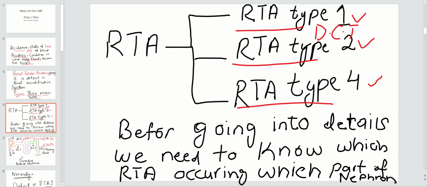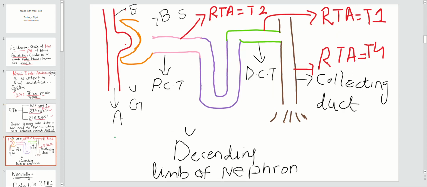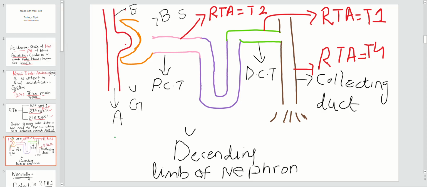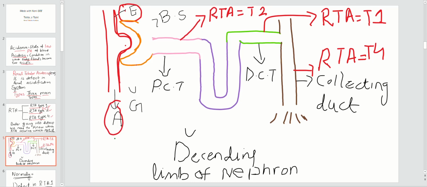That is very important. So here is the picture of the nephron. This is your glomerulus, along with the afferent and efferent arterioles. Here I draw the Bowman capsule. This is the glomerulus and this is your Bowman space. Now this is the proximal convoluted tubule.